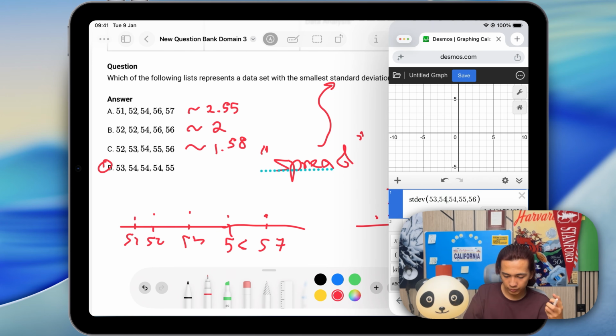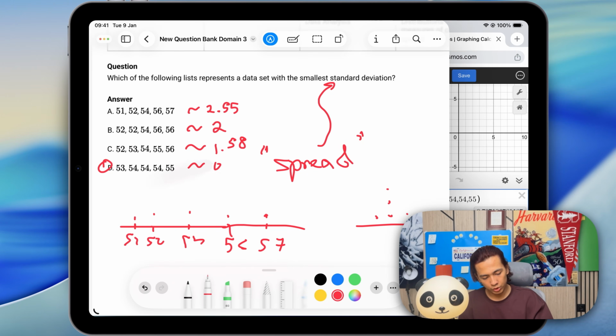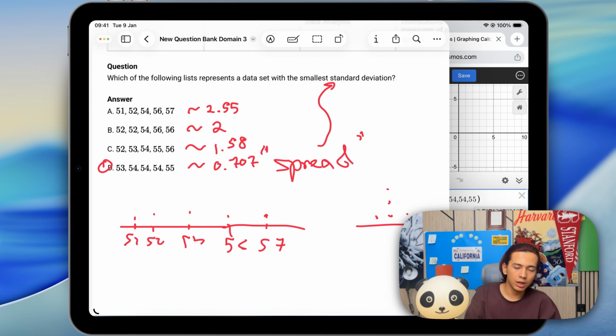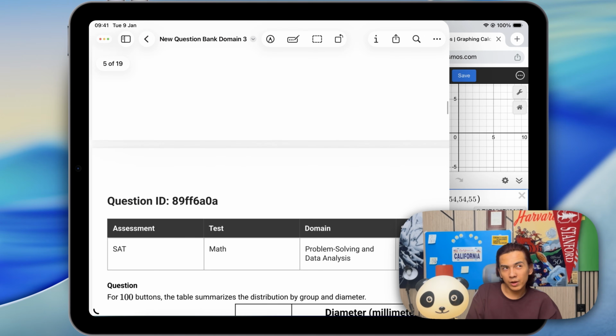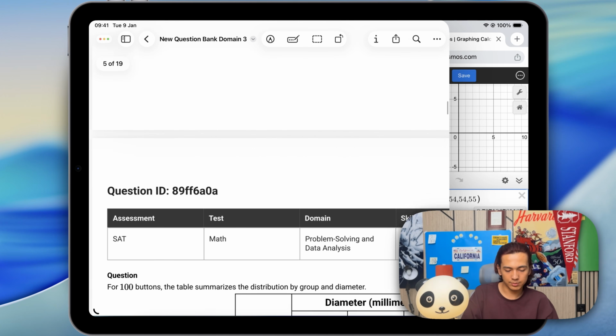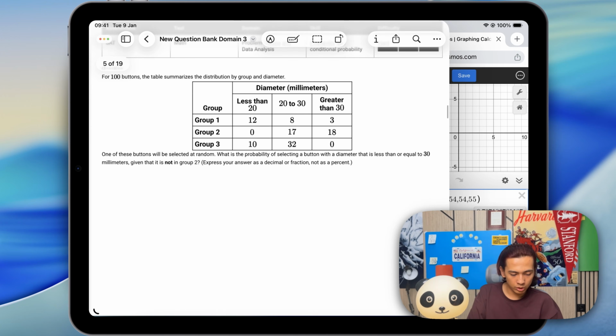And the last option, you have 53, 53, and then 54, 54, and then 55. So it's going to be 0.707. It is indeed option D. So you can think of it as being spread or not, or you can utilize Desmos if that's preferable. For me, I don't use Desmos in such a question, but if I had time, I would make sure that it is D by checking the options in Desmos. So let's move on to the next one.